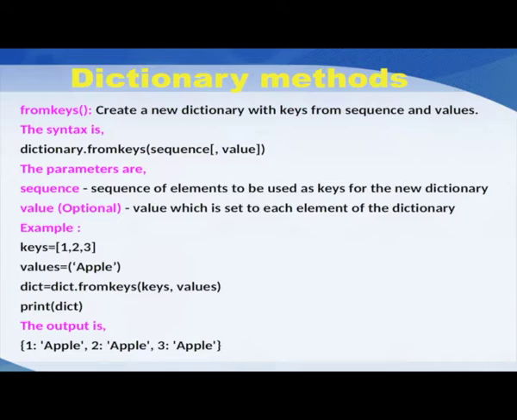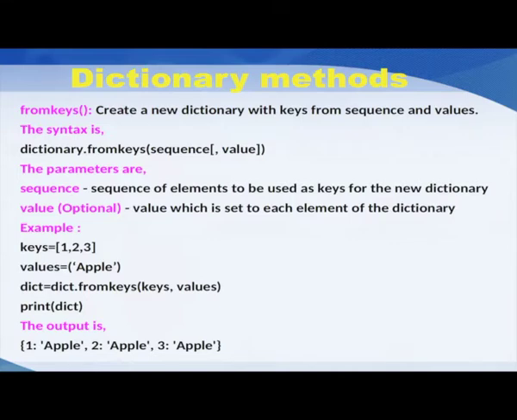Next method is fromkeys. This method creates a new dictionary with keys from a sequence and values. The common syntax is dictionary name dot fromkeys with one mandatory argument, sequence, followed by an optional argument, value. The sequence here is the sequence of elements to be used as keys for the new dictionary, and value is an optional argument which is set to each element of the dictionary.